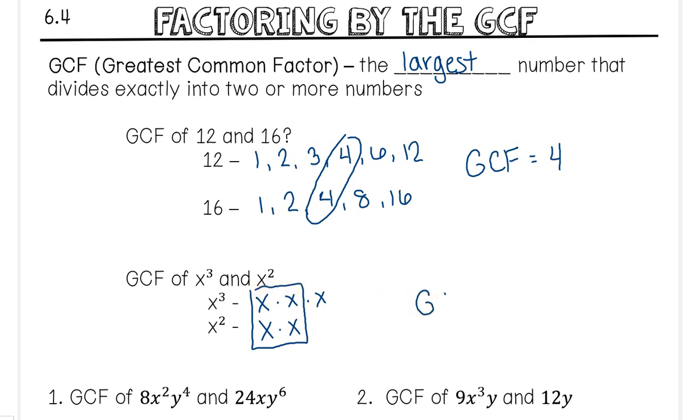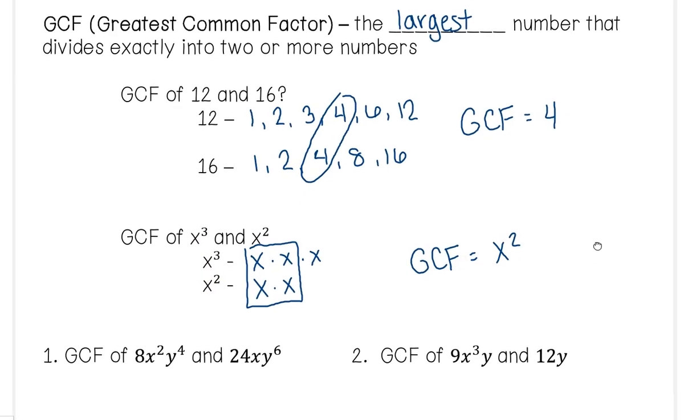So our GCF is x squared. There's 2 in each. If you also look, it's going to be the smallest exponent. It's going to be your GCF when you're dealing with variables and exponents.